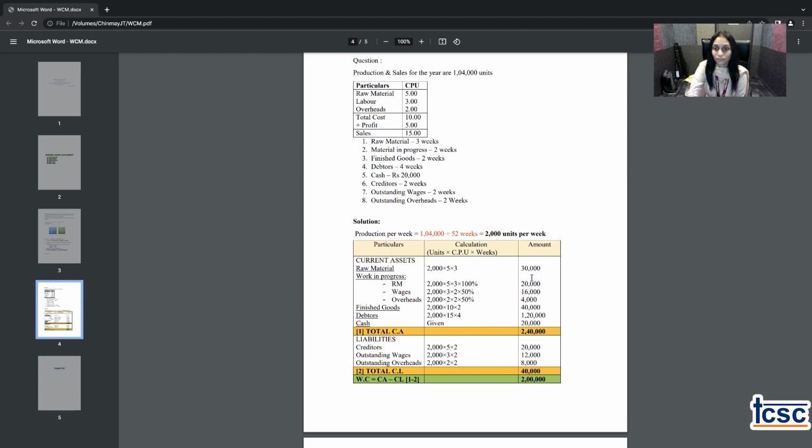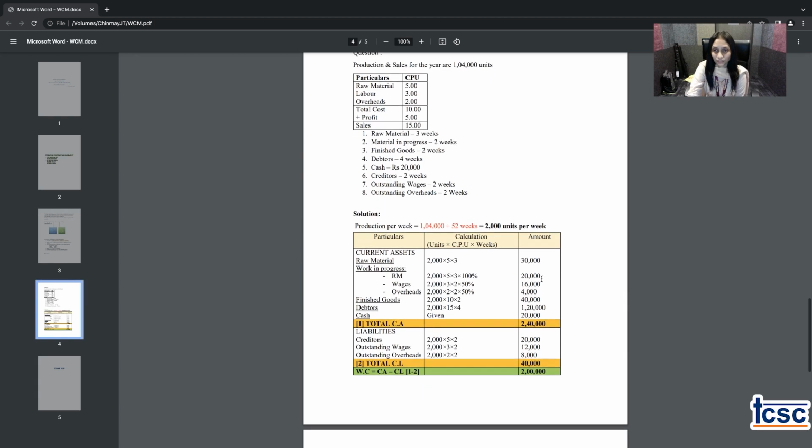With that, we have got all the current assets. Once you do the total of current assets, that is 30,000 plus 20,000 plus 16,000 plus 4,000 plus 40,000 plus 1,20,000 plus 20,000, it would give you 2,40,000. So your total current assets are rupees 2,40,000.